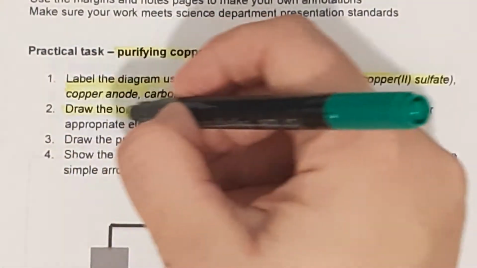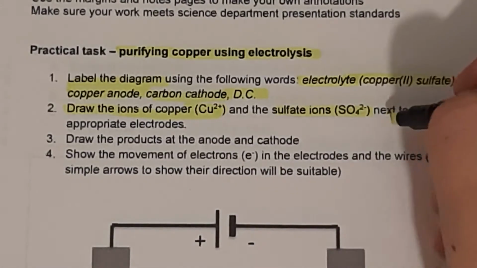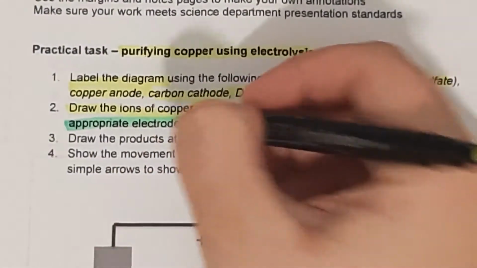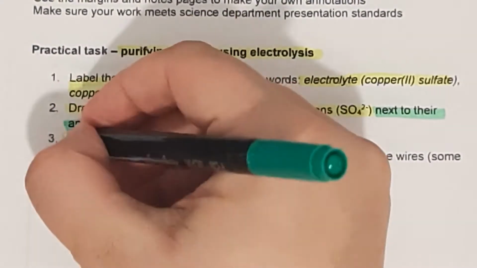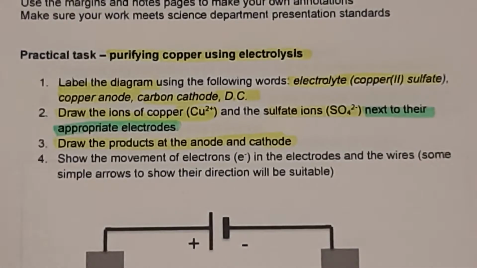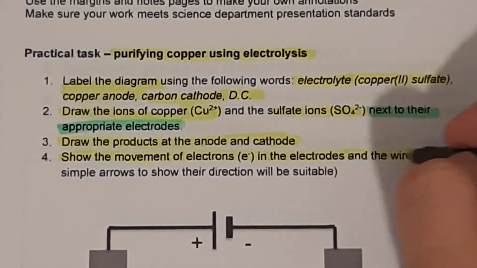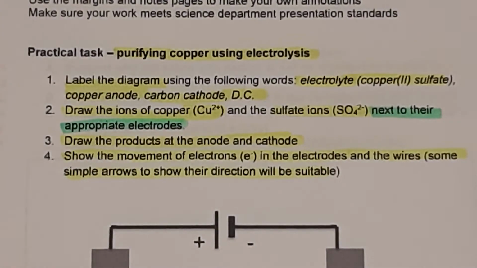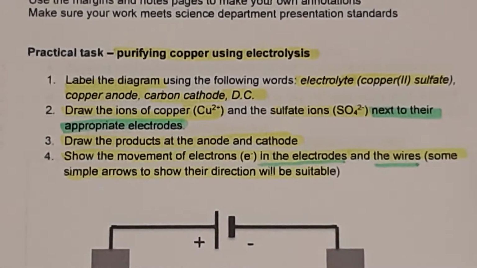You're going to draw the ions of copper, that's Cu2+, and the sulfate ions, that's SO42-, and you're going to draw those next to their appropriate electrodes. That's very important. Then you're going to draw the products at the anodes and cathodes. Then you need to show the movement of the electrons in the electrodes and the wires. So some simple arrows to show direction will be suitable. So don't forget you need to do that in the electrodes, so that's the cathode and anode, and in the wires. Okay, so pause the video whilst you have a go at this question, please.